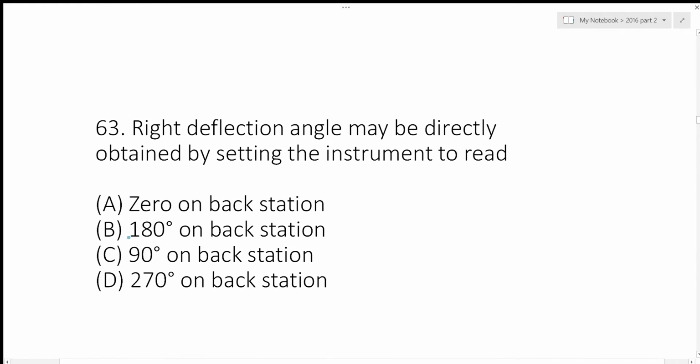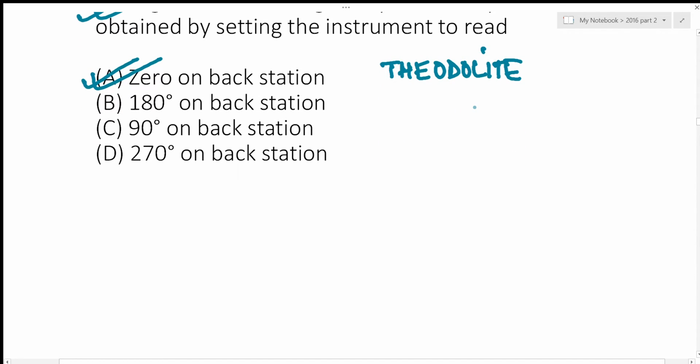Now the next question, right deflection angle may be directly obtained by setting the instrument to read. Now the answer would be 0 on backstation. This is from theodolite surveying. So right deflection angle may be directly obtained by setting the instrument to read 0 on backstation.